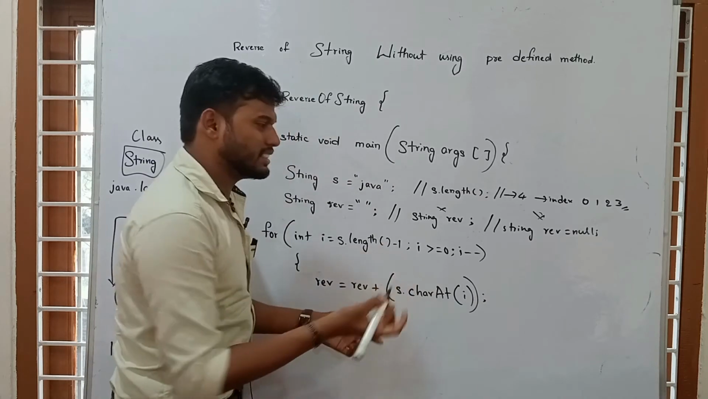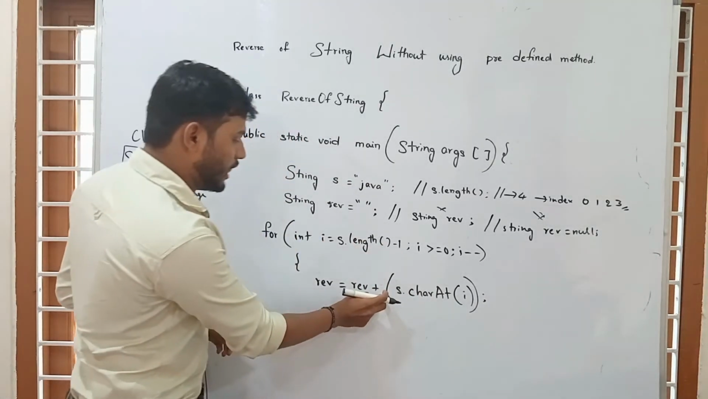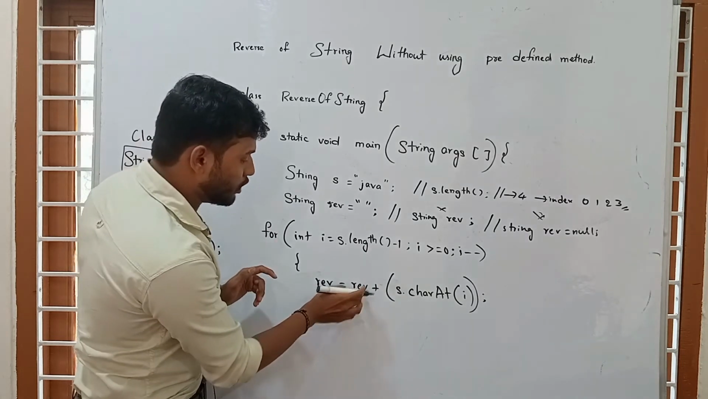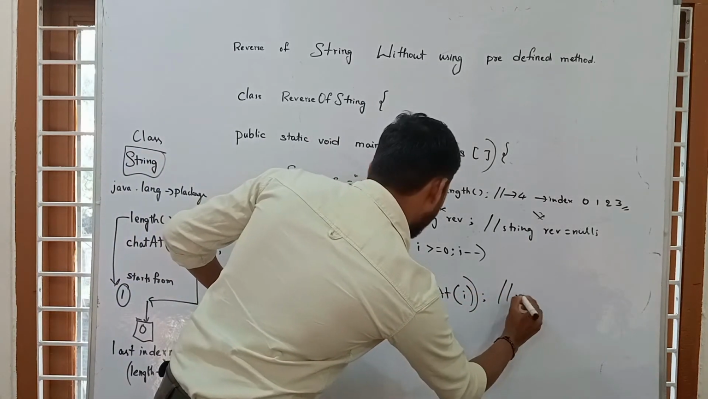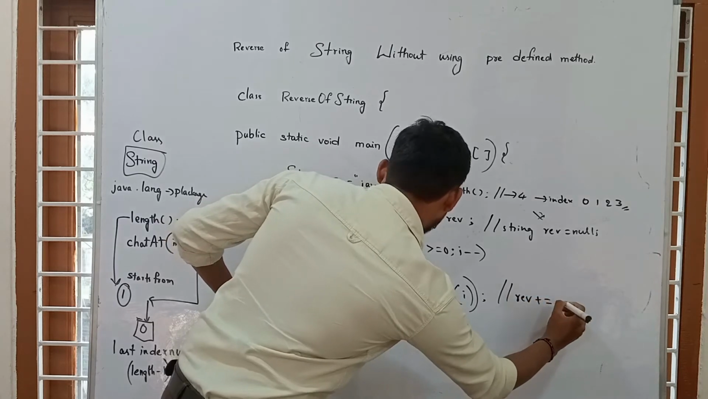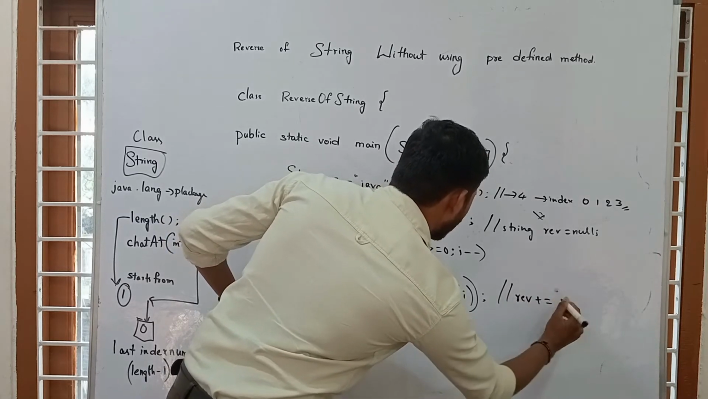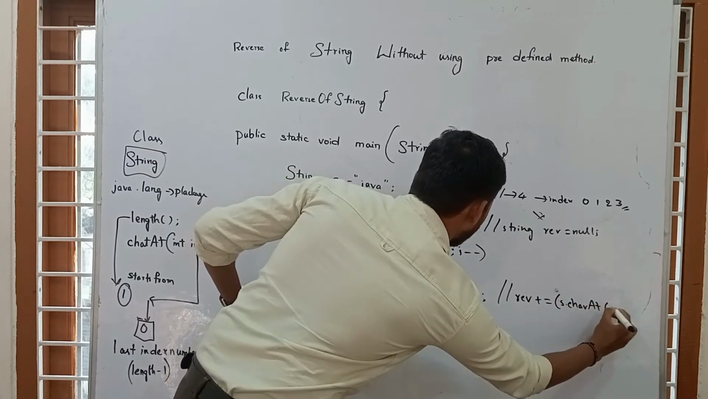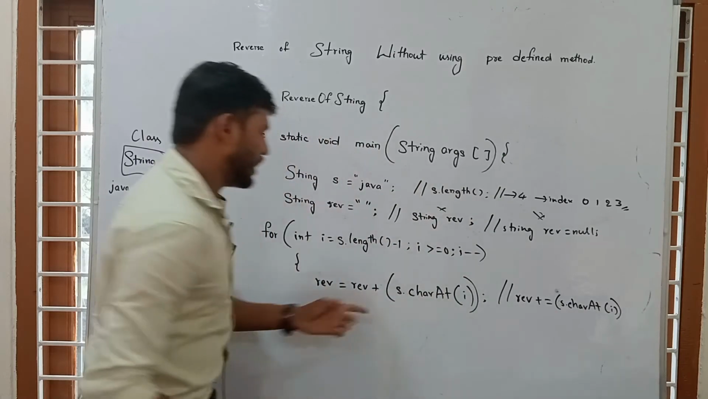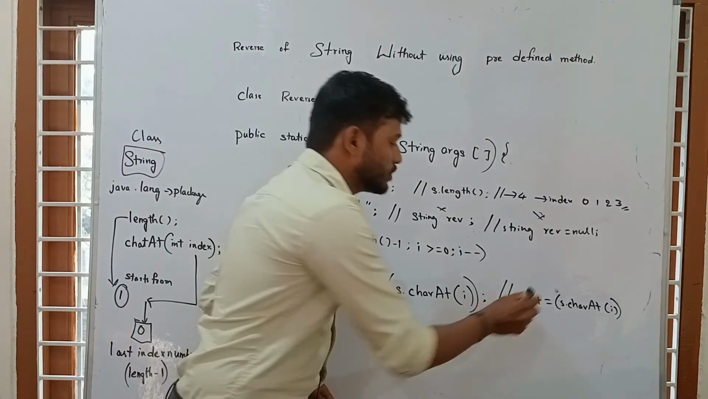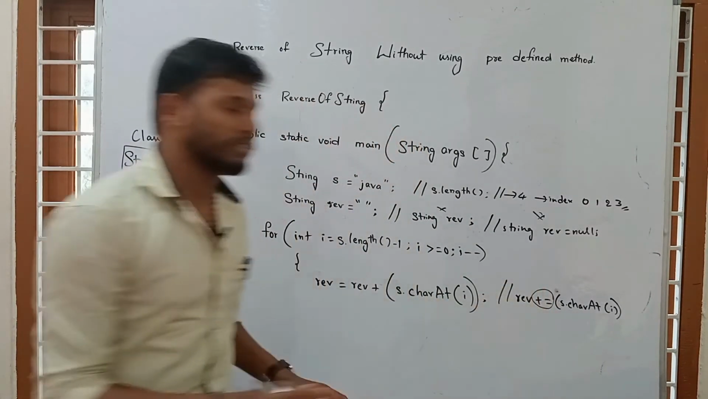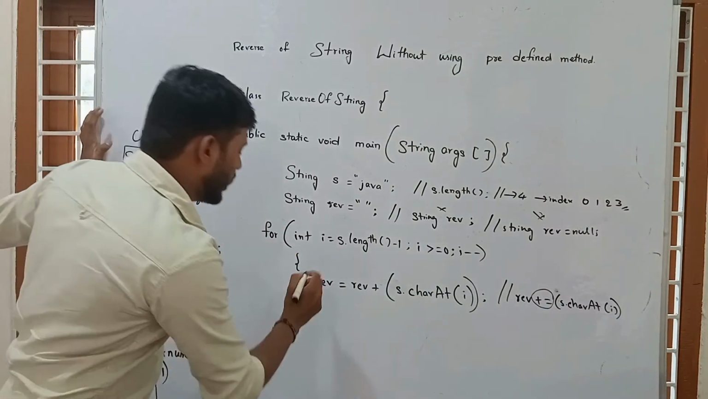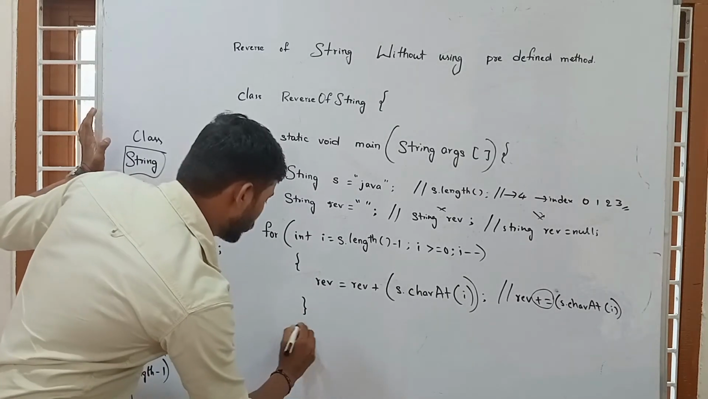Okay, here there is another assignment operator. When we have the same variable on the LHS side with plus, we can use plus equal to. There is another way: reverse plus equal to s.charAt(i). So we can use this type or that type. This comes under the assignment operators, which we already know from the operators topic. Now here I am closing the loop.